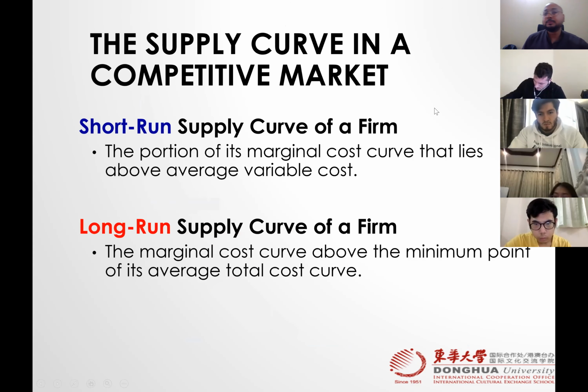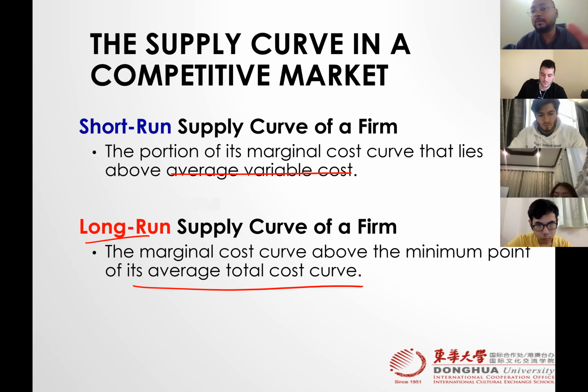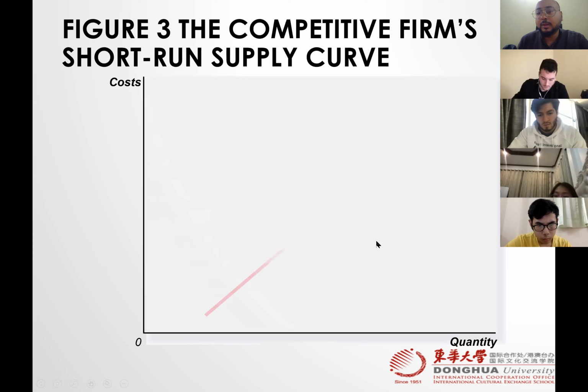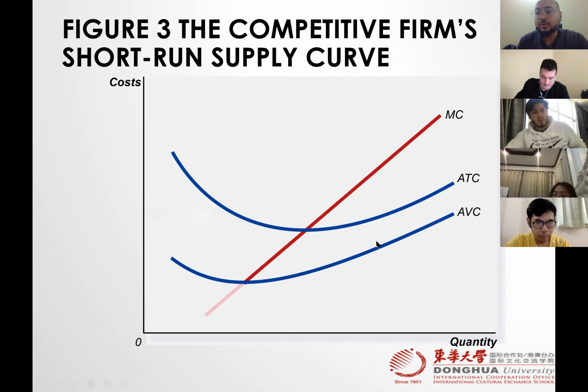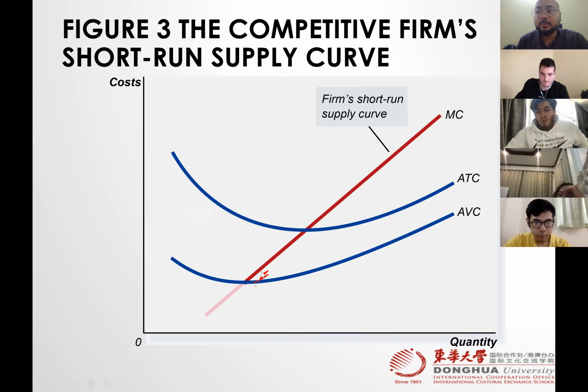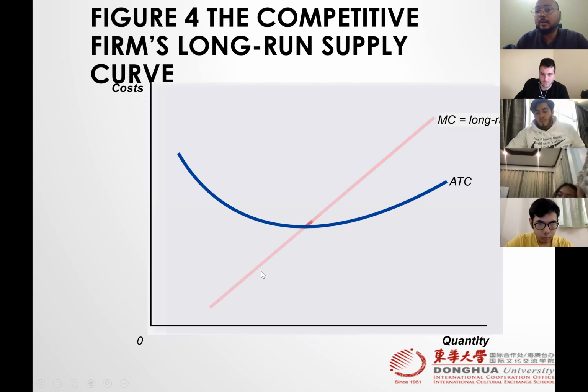Good. So like I told you, this is a recap of the supply curve. The short-run supply curve is that part of MC that lies above average variable cost. The long-run supply curve is that which lies above the average total cost. We talked about that. This is just a summary here. So the short-run supply curve lies above average variable cost, and the long-run supply curve lies above average total cost. This is just a recap.